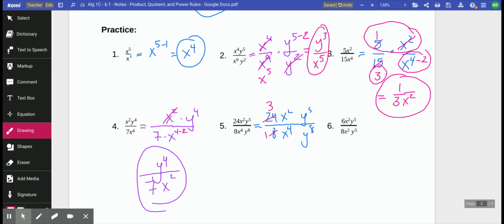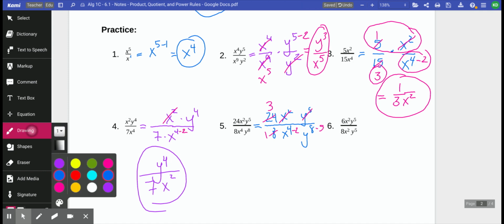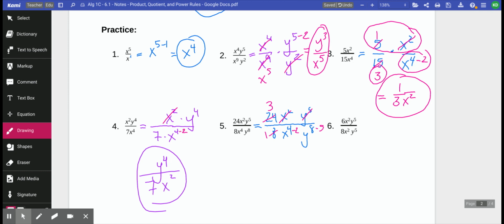So let's see. We've got x's. We've got 2 on the top, 4 on the bottom, so I'm going to subtract bottom from top and cross that one off. Same thing with my y's, right? I've got 8 on the bottom, 5 on the top, so I'm going to subtract bottom from top and cross that off. Last step is just a rewrite. So on the top of this fraction, look what I have, just a 3. On the bottom of this fraction, I have a 1, which I can ignore, and then I have x to the 2nd and y to the 3rd.